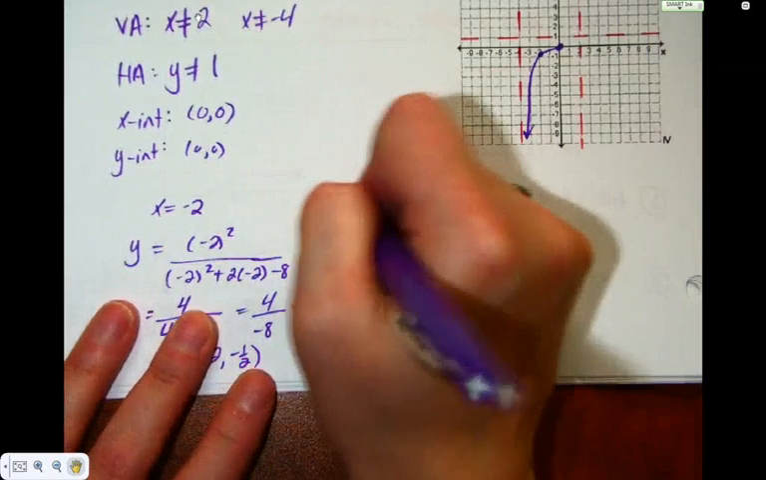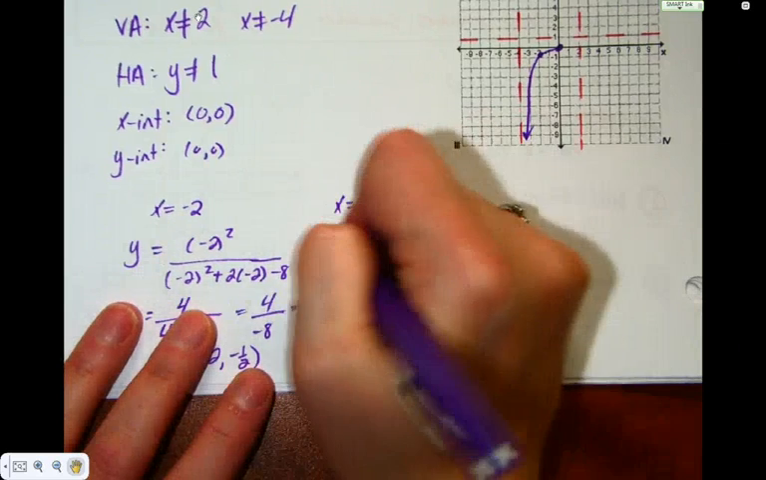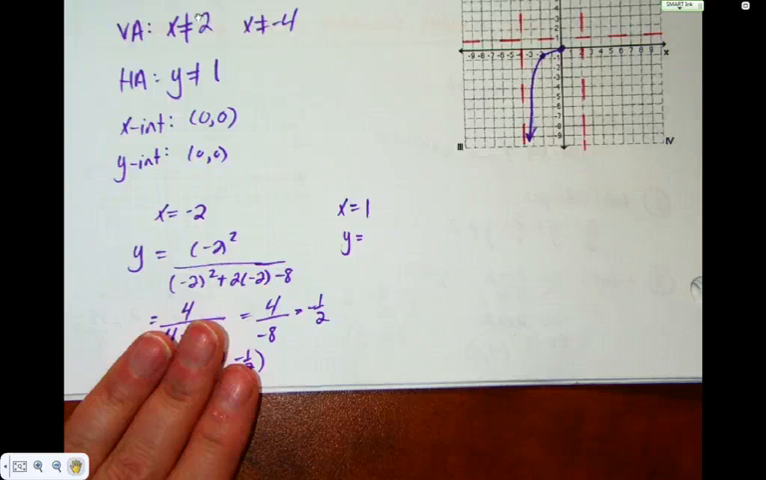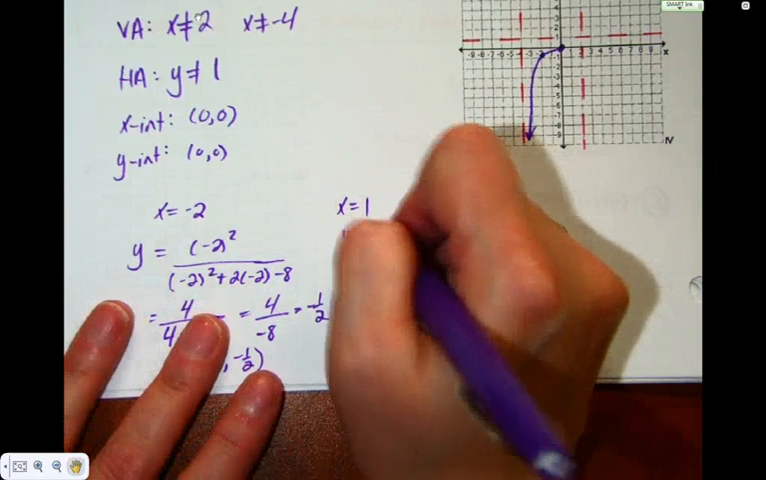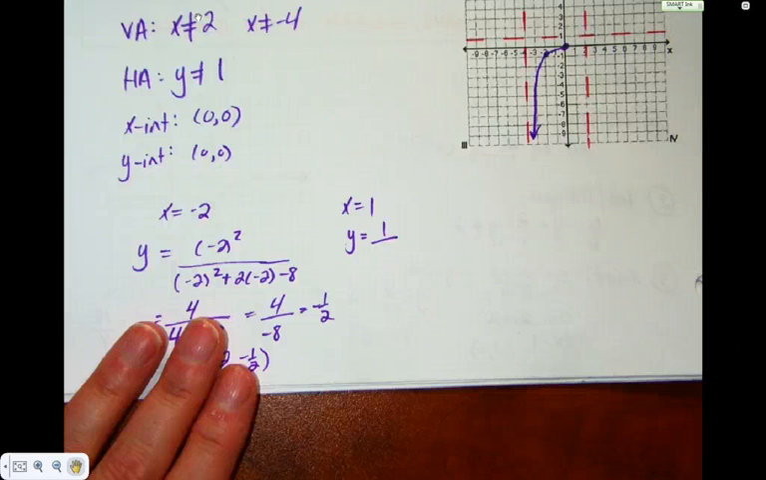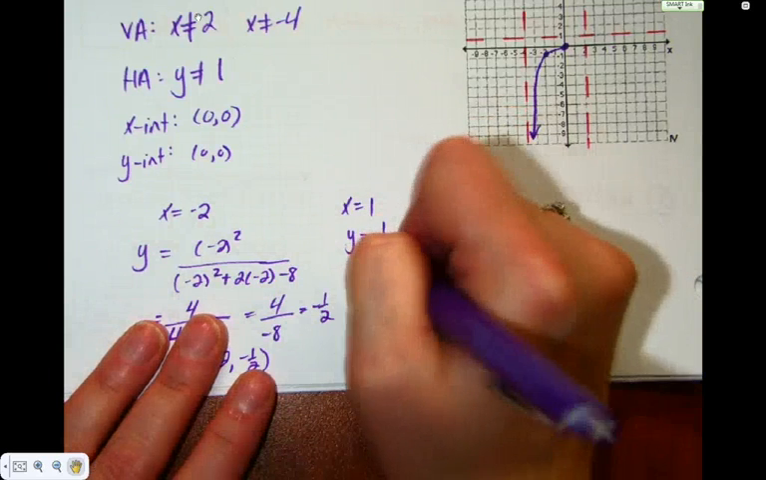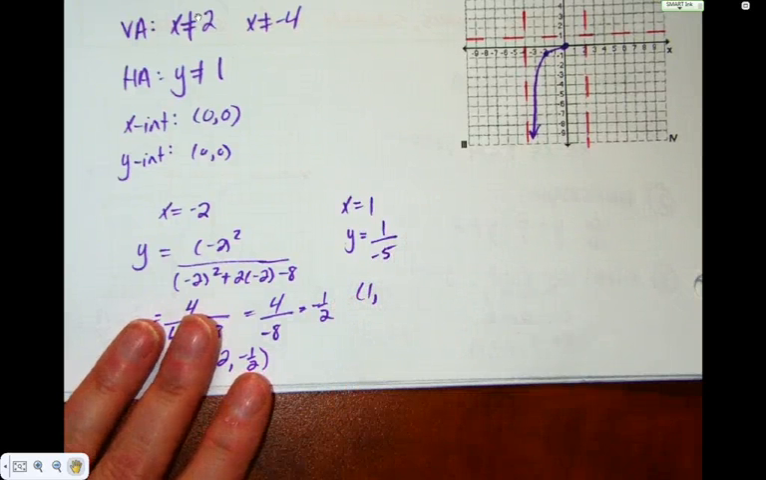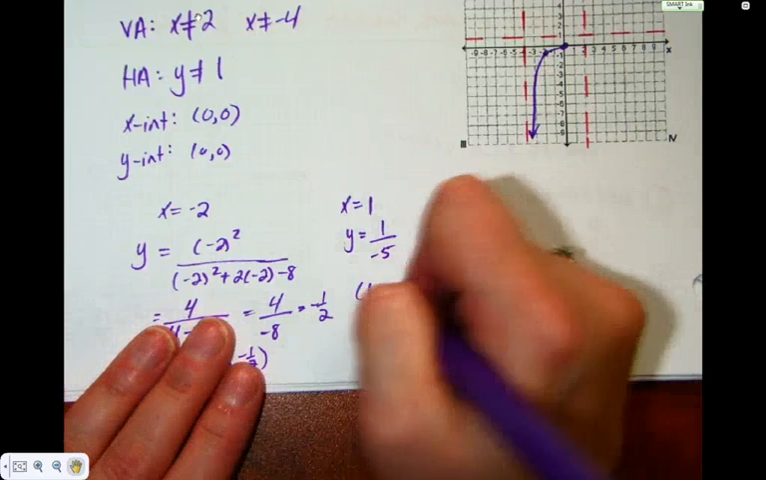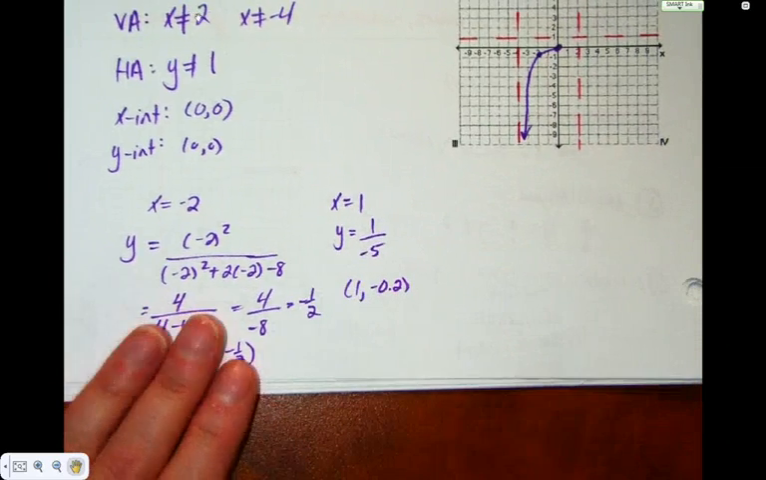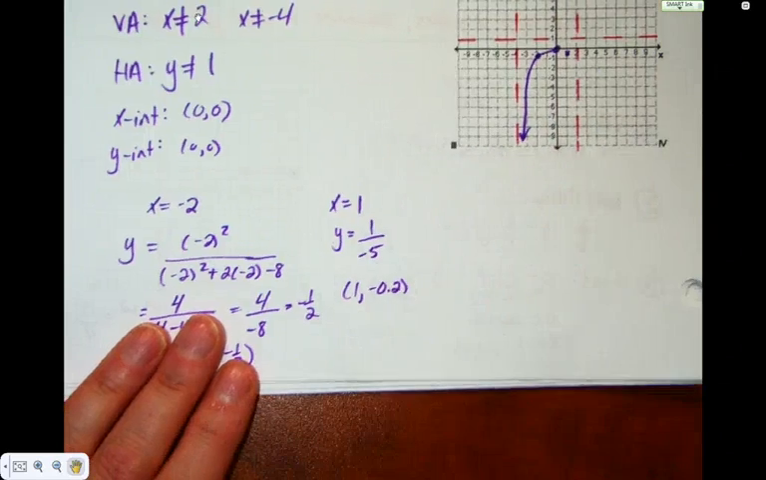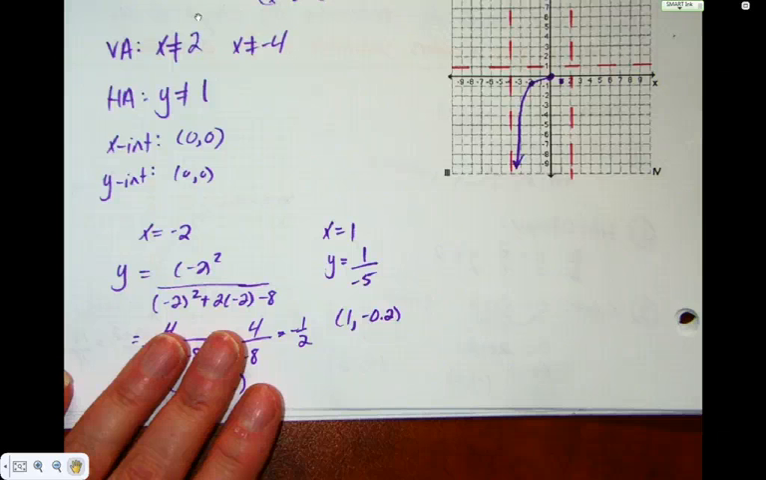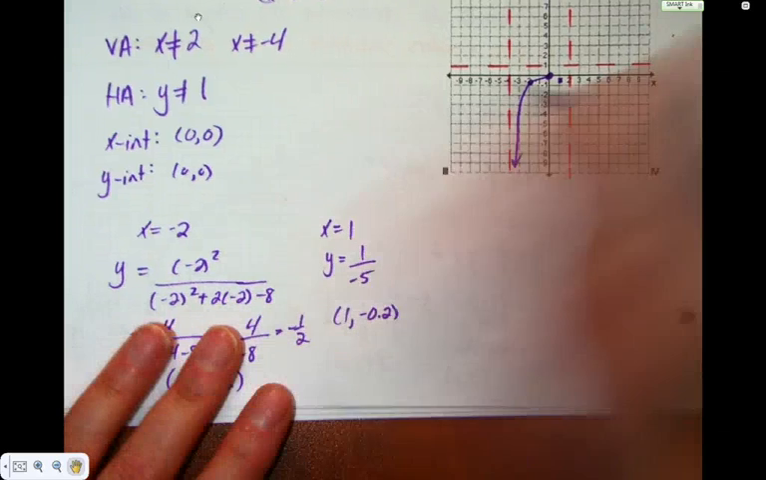1. The top: 1 squared. The bottom's going to be 1 squared plus 2 times 1, so 1 plus 2 minus 8. Okay, so the coordinate is 1 and, what the heck, negative a fifth? Yep, in decimal it's negative 0.2. So 1 and negative 0.2. So do we have a cubic or do we have a parabola? It's got to be a parabola because it's coming back down.